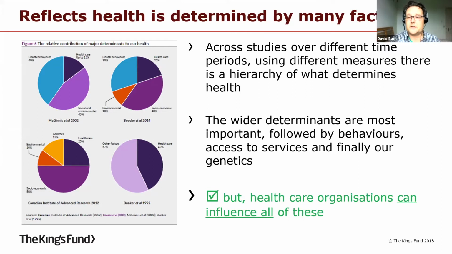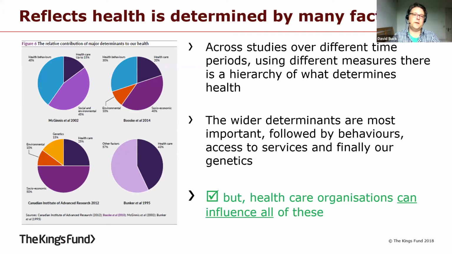Thirdly, access to public services, including health and care services. And finally, our genetics. If you look at very specific issues, you can find this ranking may differ. But in the round, this is what really determines any population's health in a highly developed country like ours. The pie charts are there because they show that these proportions will differ over time and across studies, but that hierarchy tends to be true and established.